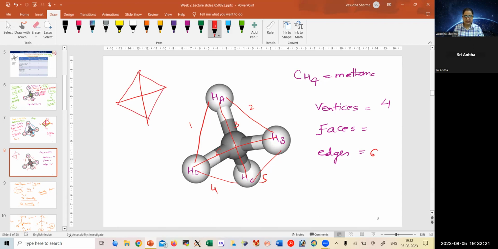So we need to define the faces. So this is HA, this is B, this is C, and this is D. Now first face, there are 4 faces we are saying. So how do we define our faces? So the first face, the front face is this one.